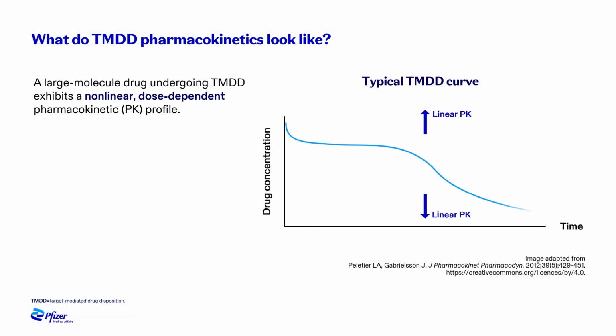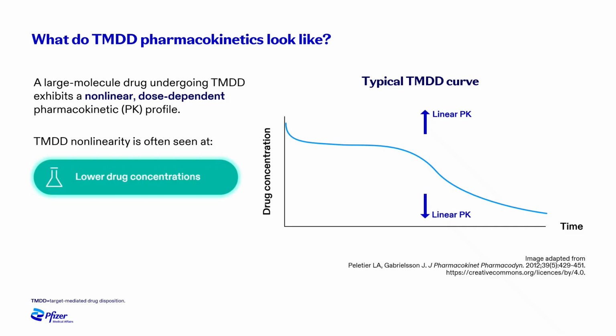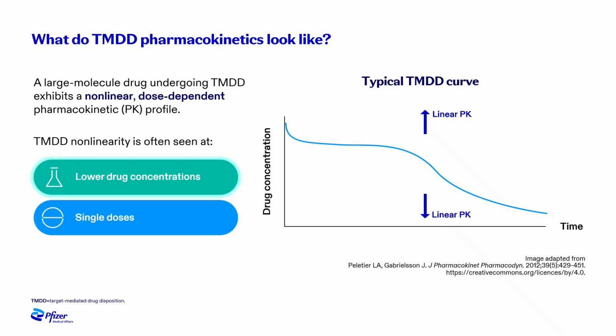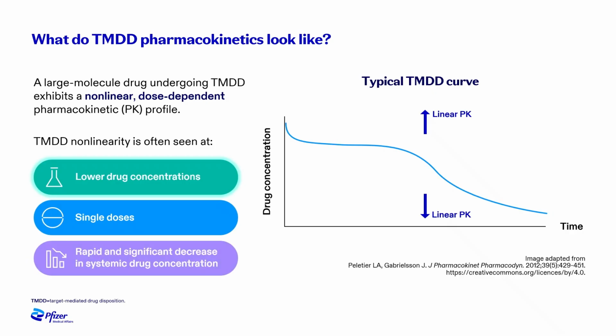A drug undergoing TMDD exhibits a nonlinear, dose-dependent pharmacokinetic profile, which means that the concentration of the drug in the body rises disproportionately with an increase in dose. TMDD nonlinearity is often seen at intermediate to lower drug concentrations, following a single-dose regimen, with a rapid and significant decrease in systemic drug concentration due to target binding and saturation.